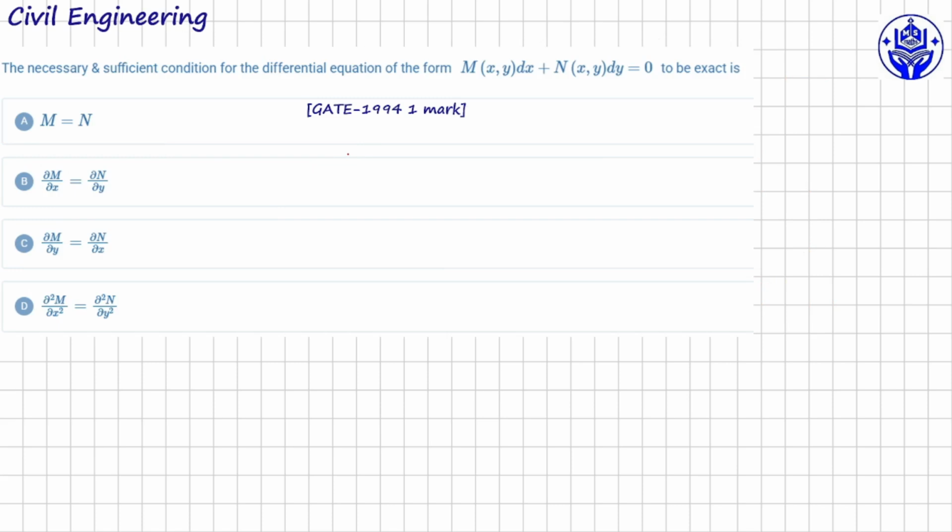Next question is again, what is the necessary and sufficient condition for a differential equation to be exact? If M is the coefficient of dx and N is the coefficient of dy, then the partial derivative of M with respect to y equals the partial derivative of N with respect to x. So C is the correct answer for this question.